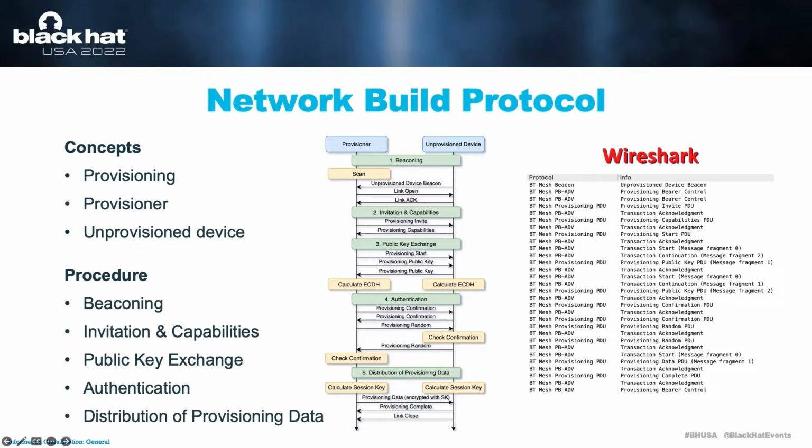And here is a critical point. The provisioner and the unprovisioned device will calculate a shared key using the ECDH algorithm and use the shared key for authentication. We should notice that the authentication is often based on some vendor-specific parameters, which means that a device of vendor A may not be able to join the mesh network through a provisioner of vendor B.